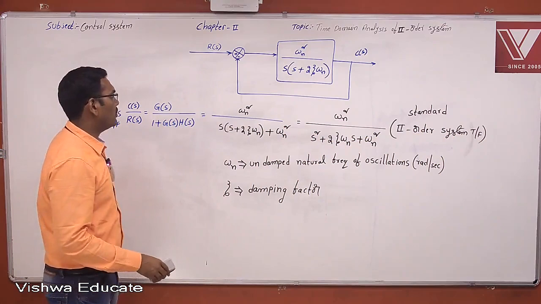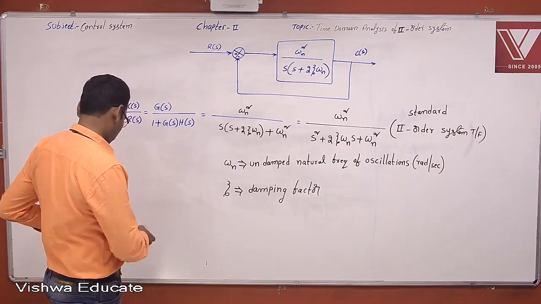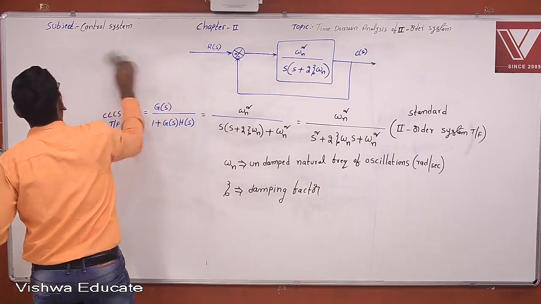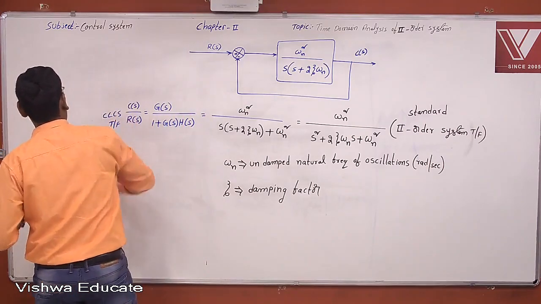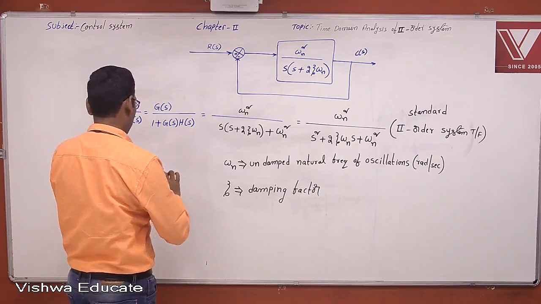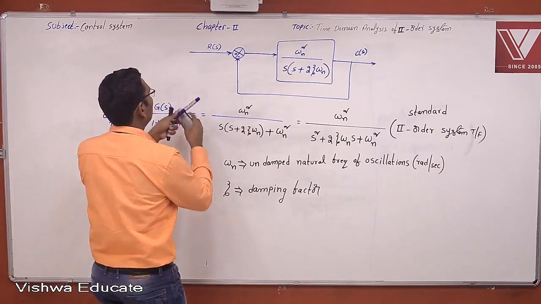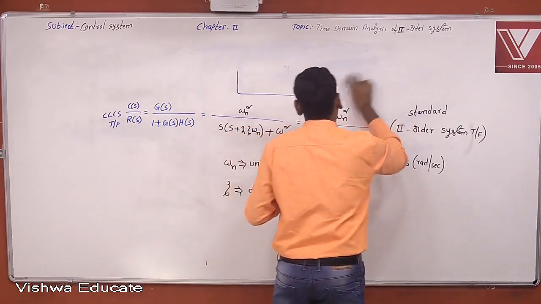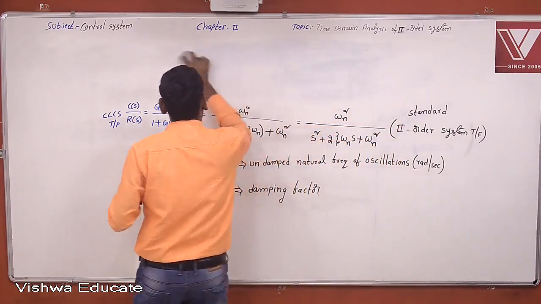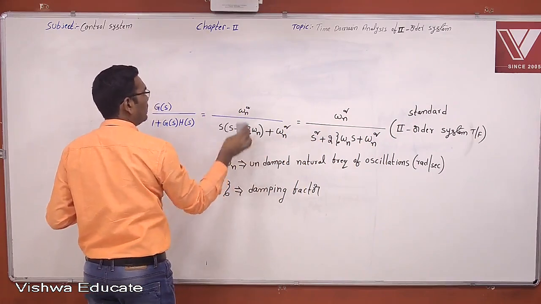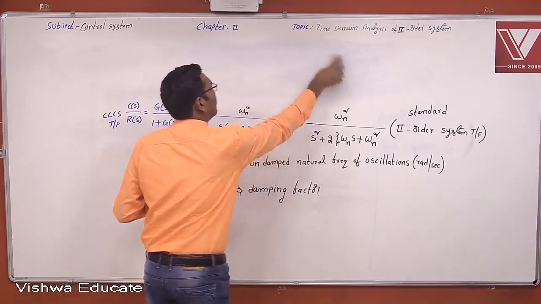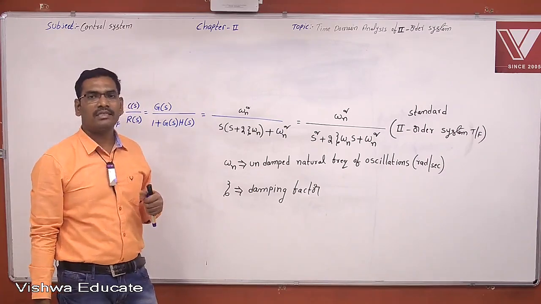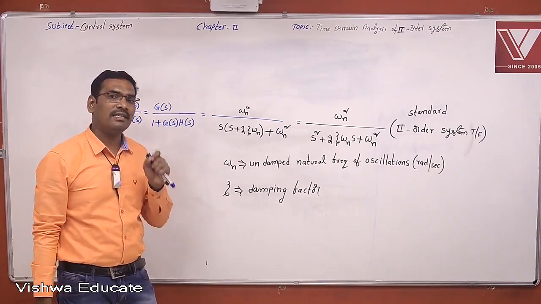Okay, now students, you just see here. This is the standard second order system where omega n is the frequency of oscillation and zeta is the damping factor. This is the first time, students, that we are seeing the second order system. That's why first we will see the theoretical analysis.